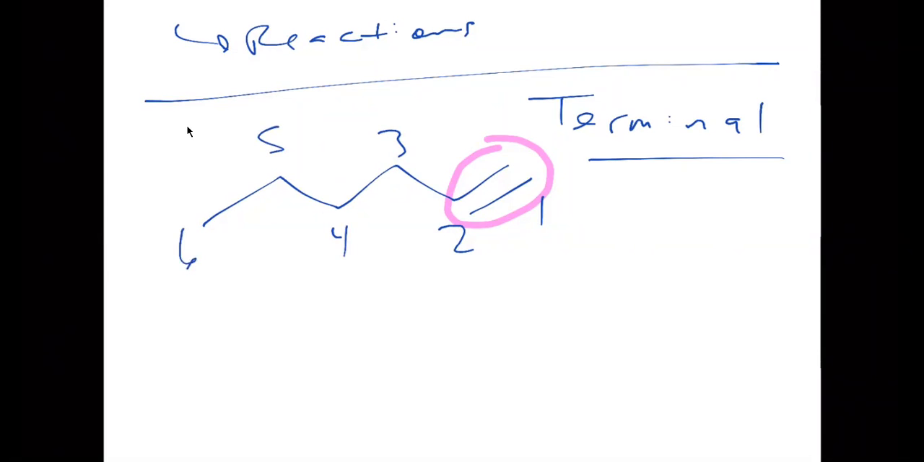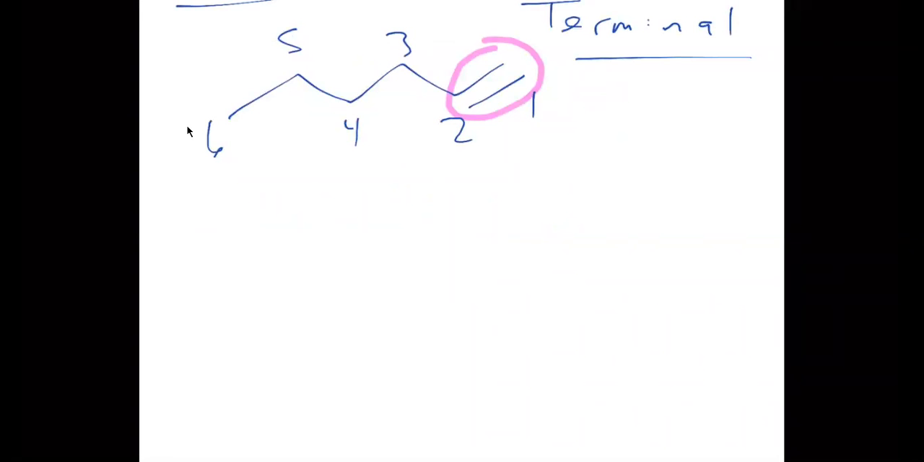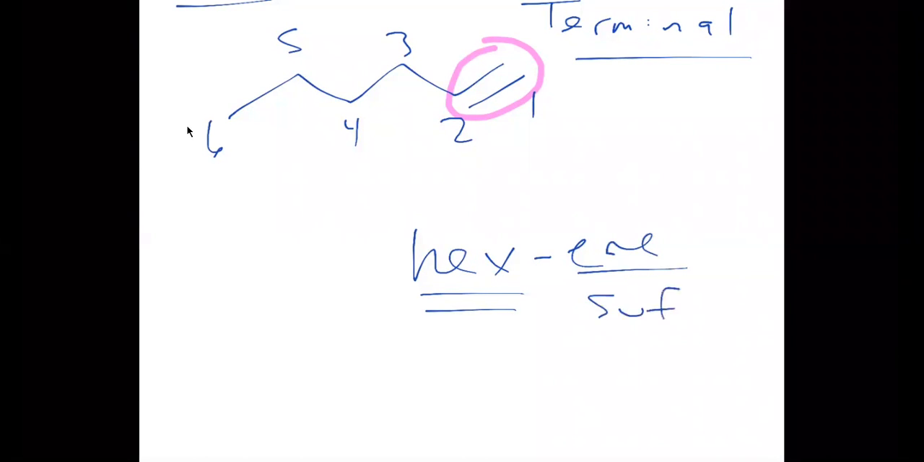So the parent, I think I gave y'all some of this a little earlier. The parent is going to be hex, right? Because the Greek prefix hex means 6. And then ene is going to be the suffix. And then where is the alkene? So it's between 1 and 2, but I'm going to give it the lowest number possible. So I'm going to say that it's 1-hexene. Let me take this hyphen out so you don't screw that up.